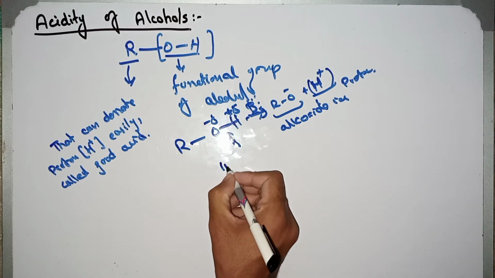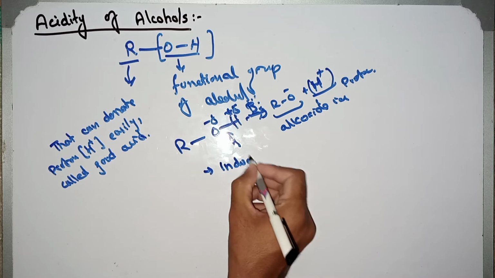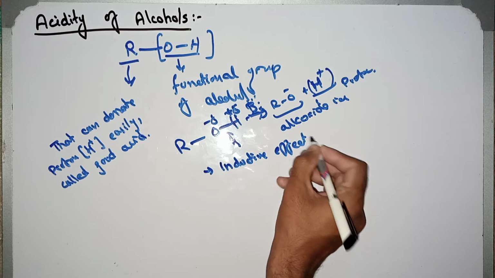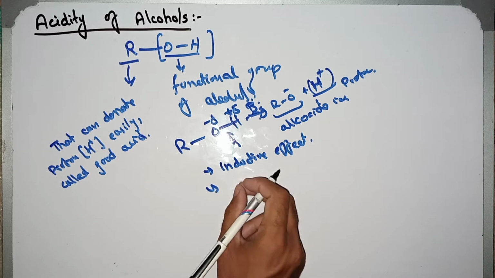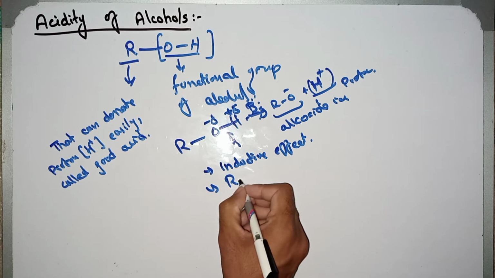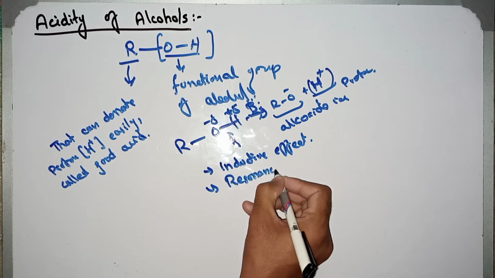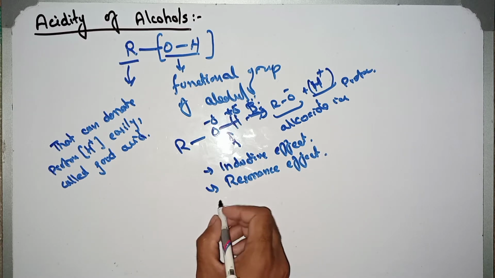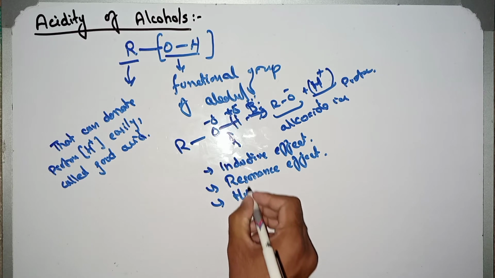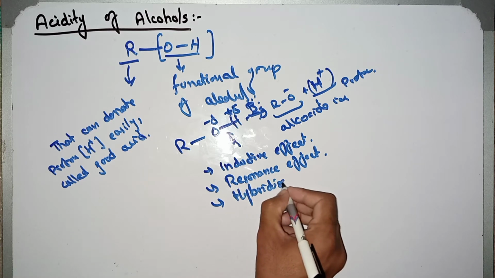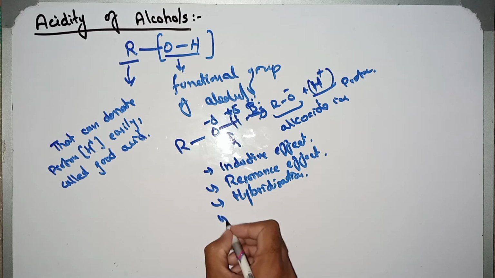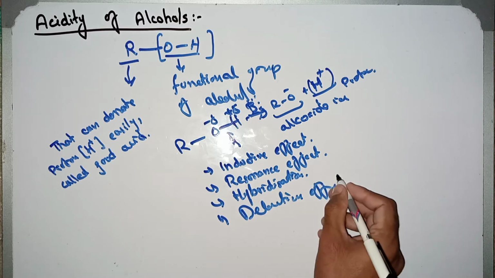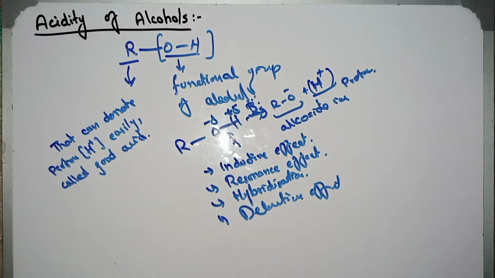One factor is the inductive effect. It means that the inductive effect has a very great role on acidity. The resonance effect also has a great effect on the strength of acidity. Also hybridization. Also delocalization, and resonance and delocalization are the same phenomena. So these are all the factors involved in this.